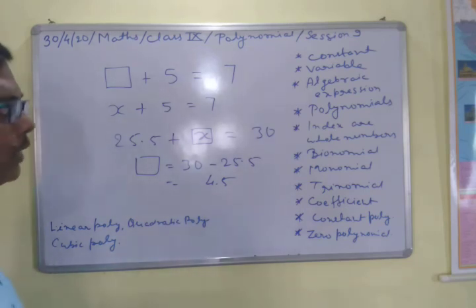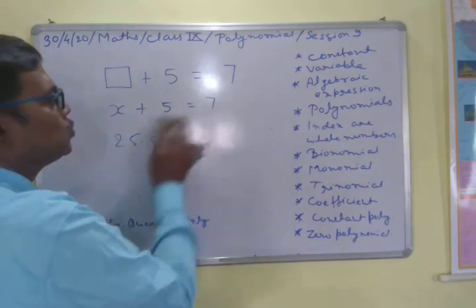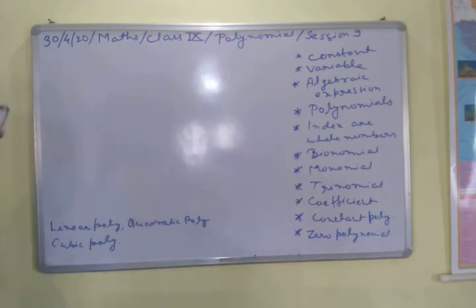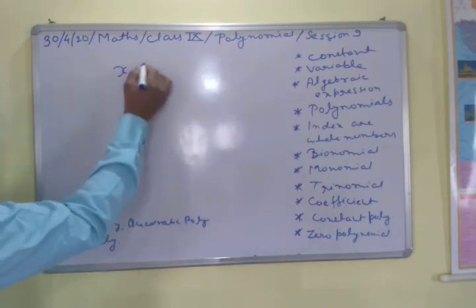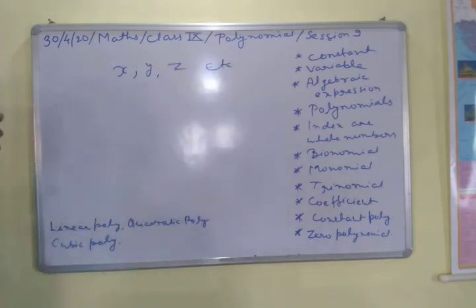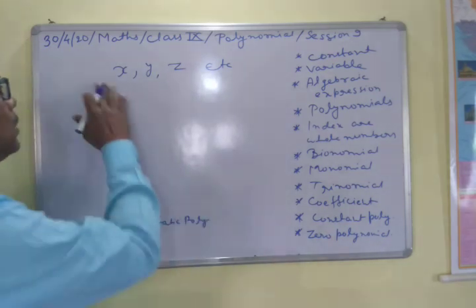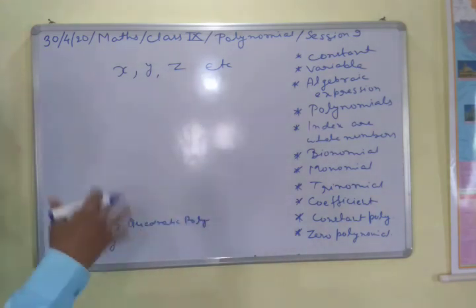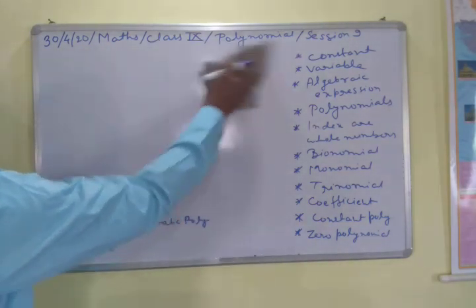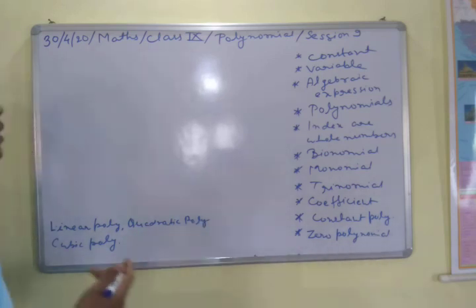Whenever we use a variable, most of the time we use x, y and z as the variables. That is, x, y, z, etc. are used as variables. Actually, you can use any symbol for the variables, but these are the most used symbols in mathematics. So these are the symbols which we will use as variables.